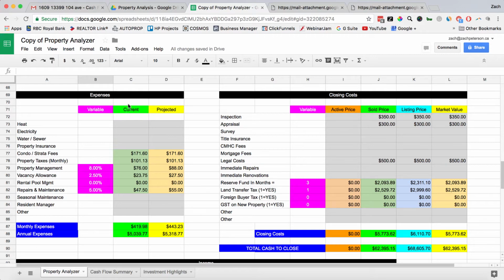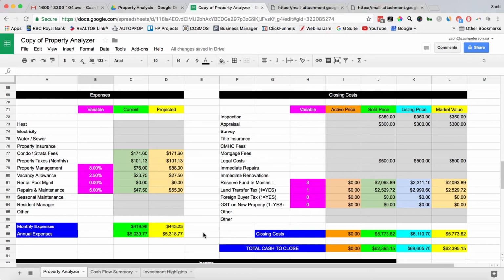So you can see here green is current. So that means here's what this property is currently rented at, and based on that income, these in green here would be your expenses. If you were getting the highest possible rents in the area, that's your projected rents, and this would be your expenses based on the highest potential income.